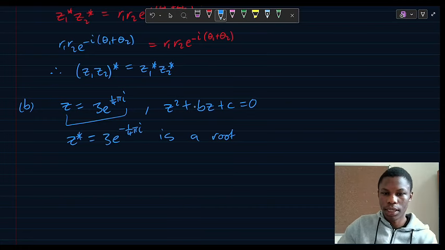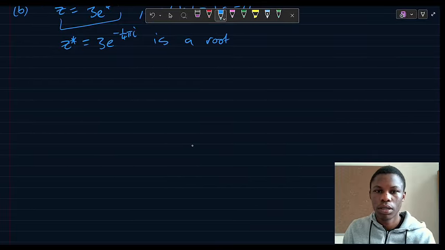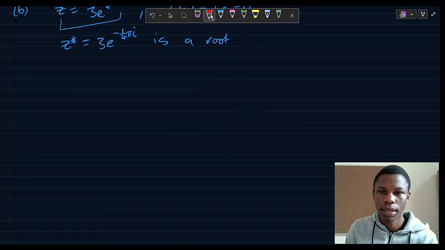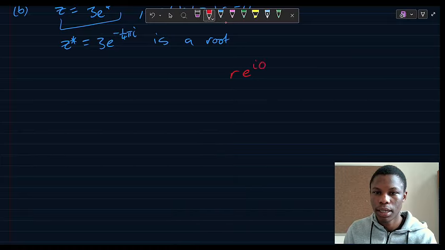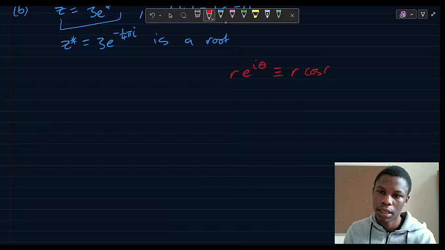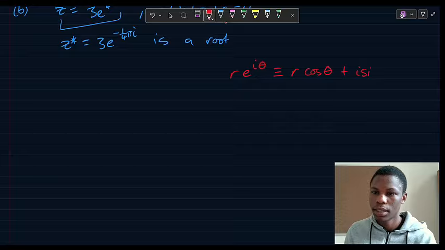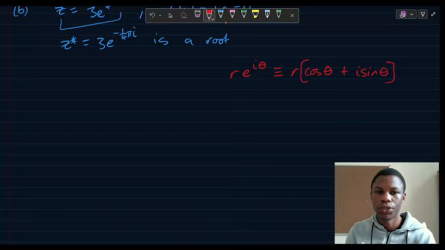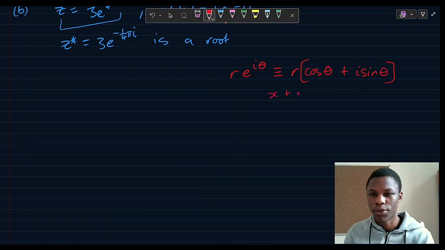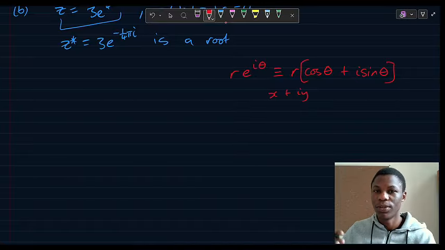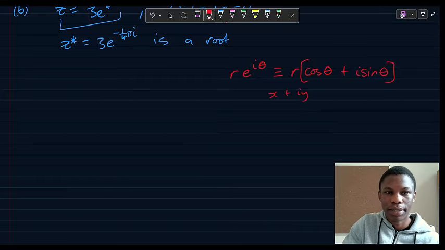The way we're going to do that is to use Euler's formula, which says that r e to the i theta is identical to r cosine theta plus i sine theta. This is what we want to use, because I want to convert our roots back to the Cartesian form, back to the x plus iy form. And this will allow us to do that. Once we convert our roots back to the x plus iy form, it's easier for us to then figure out what b and c are.